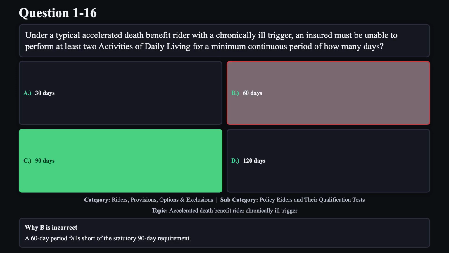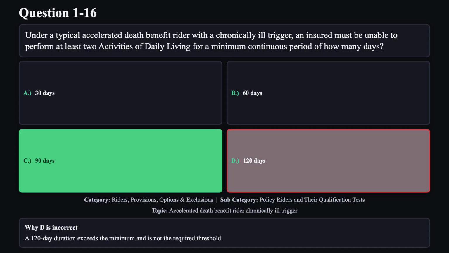Reason B is not correct. A 60-day period falls short of the statutory 90-day requirement. Reason D is not correct. A 120-day duration exceeds the minimum and is not the required threshold.